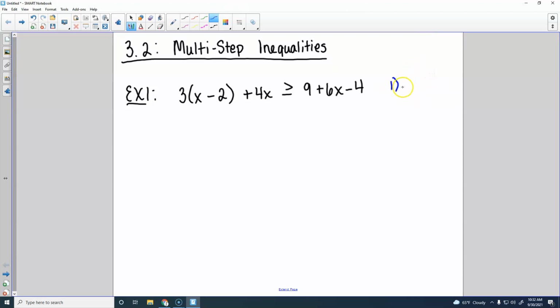So what's the first thing that we do? Distribute. Now you can't always distribute, but in this particular problem you can. We can distribute the 3. So we'll get 3x minus 6 plus 4x.